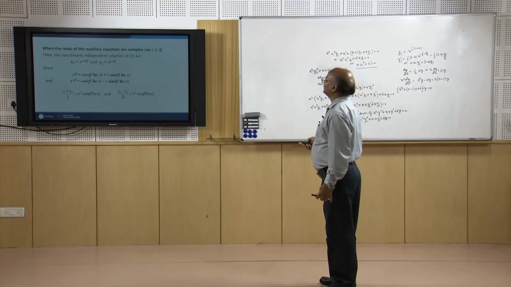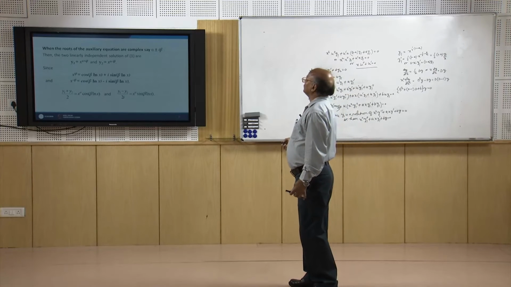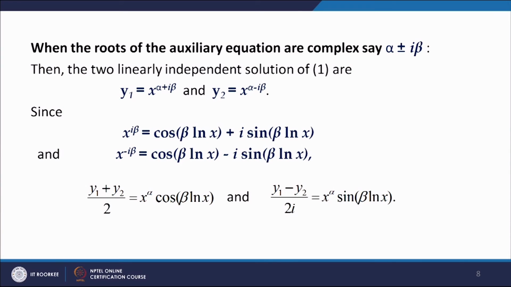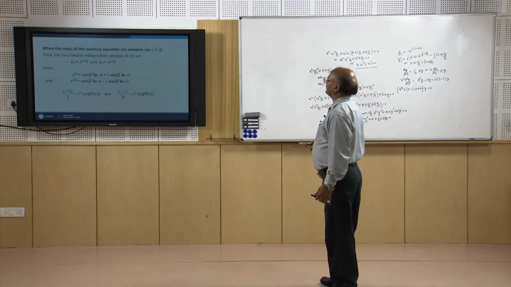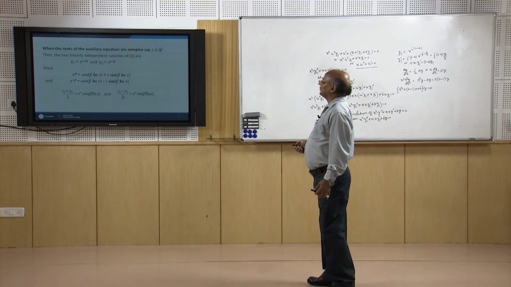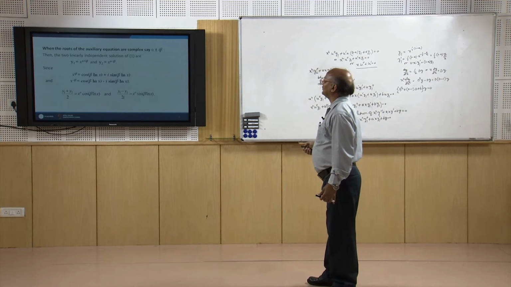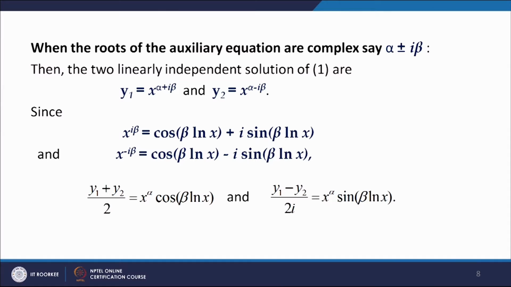Now, let us go to the case where the roots of the auxiliary equation are complex, say alpha plus minus i beta. Now, as such, alpha plus i beta and alpha minus i beta are both distinct roots. So, we can write the two linearly independent solutions of equation 1 as y1 equal to x to the power alpha plus i beta and y2 equal to x to the power alpha minus i beta. But we are always looking for real solutions. So, what we will do is we will try to find two linearly independent real solutions of the Cauchy Euler equation.